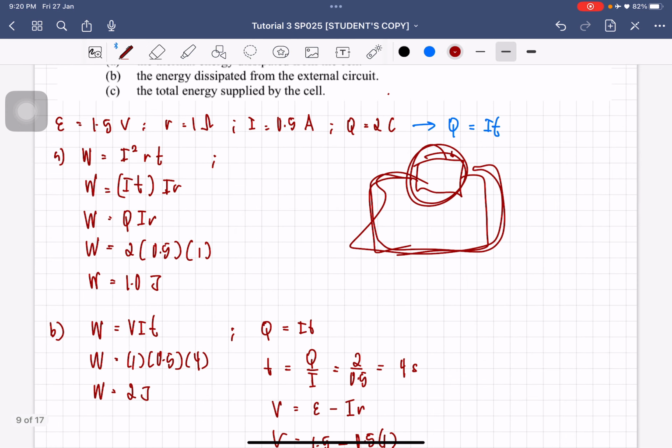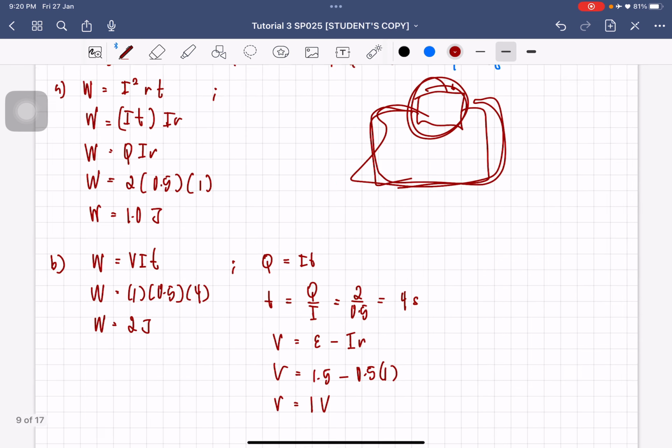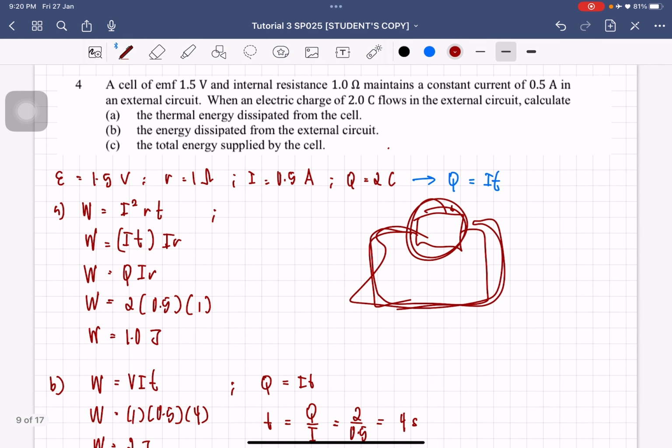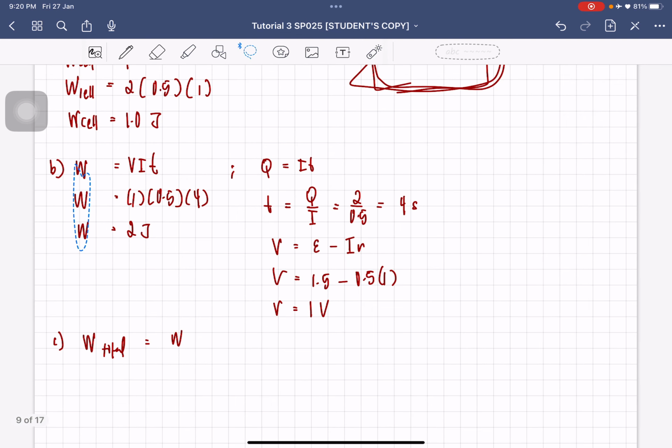Now we have to do question C, where we are asked to calculate the total energy supplied by the cell. So the total energy supplied by the cell is basically the heat dissipated. Okay, so I actually should label them, right? Because this is for the cell, and this one is basically the external circuit. So the total energy supplied is just the addition of the heat dissipated from the cell and the external circuit. So it is basically equal to 1 plus 2, which is equal to 3 joules.